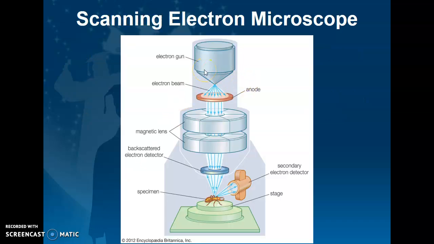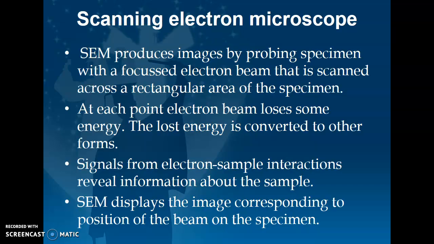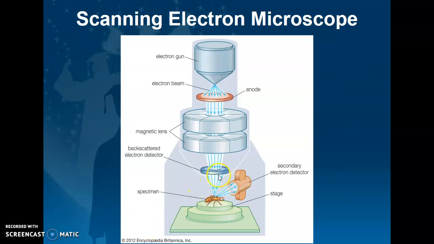A scanning electron microscope consists of an electron gun. The electron beam is here, and here we have the anode. Then we have two magnetic lenses, then detectors and secondary electron detectors as well. Here we have the stage, where we place the specimen. Understood? These are the parts of the scanning electron microscope. It produces an image by probing the specimen with a focused electron beam.